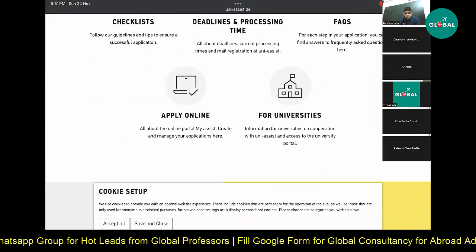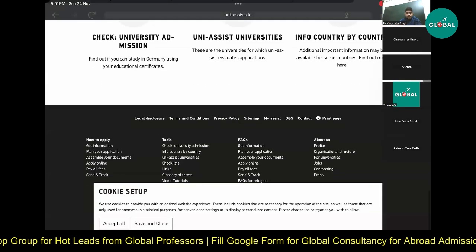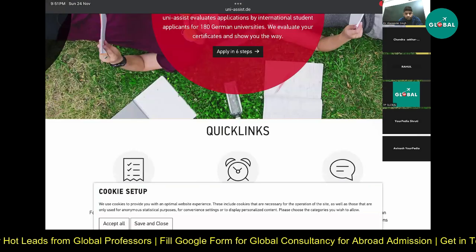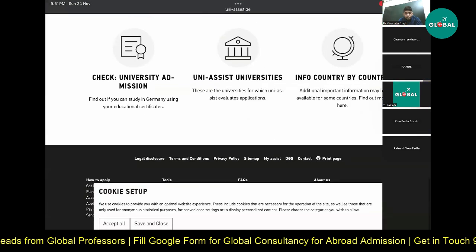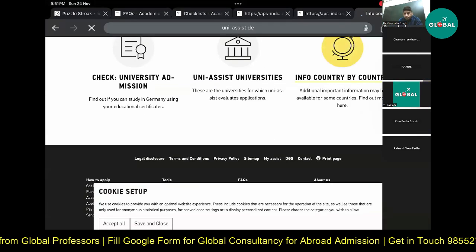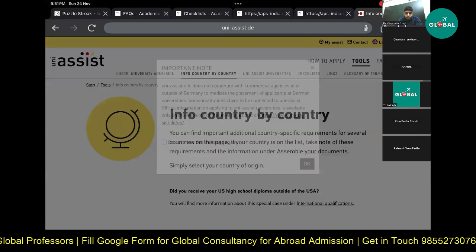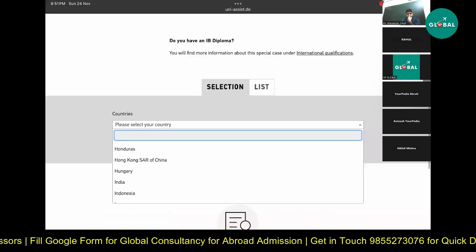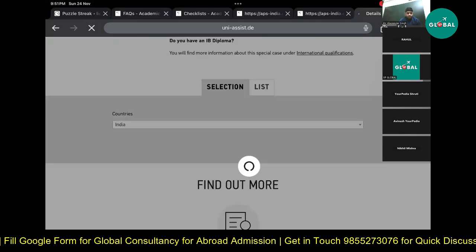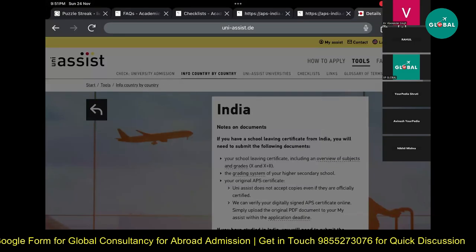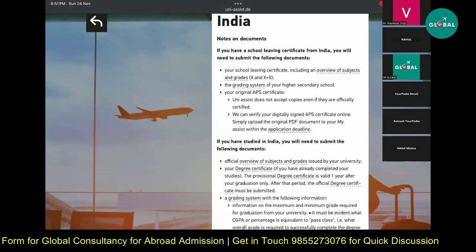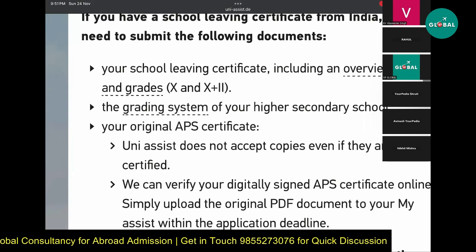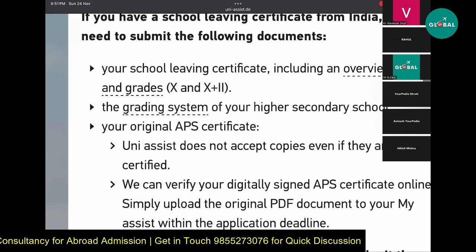Then basically this is the Uni Assist website. If you can see, go to the country specific information. I'm just trying to find some country specific information for you guys, and you can see there, for Indians, if I just see India over here, you can see all the requirements they need from you, right? This clearly states that your original APS certificate is a requirement.